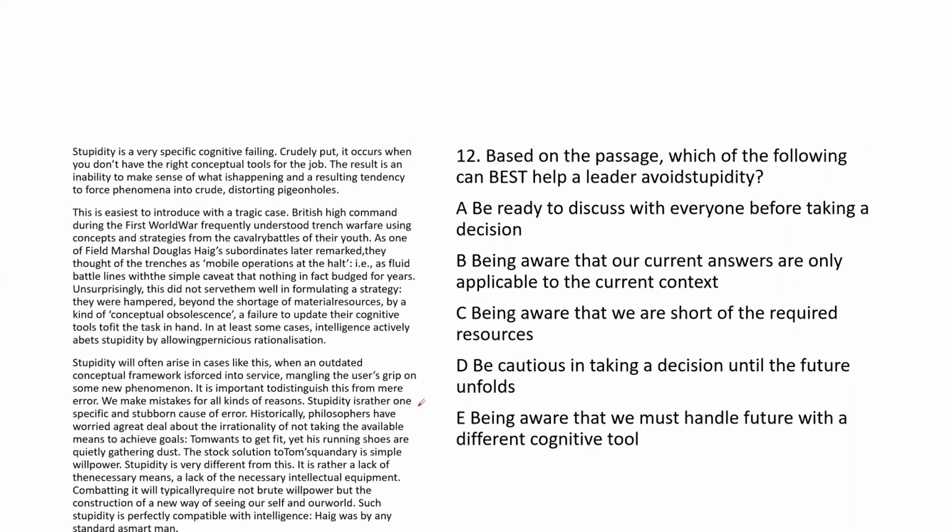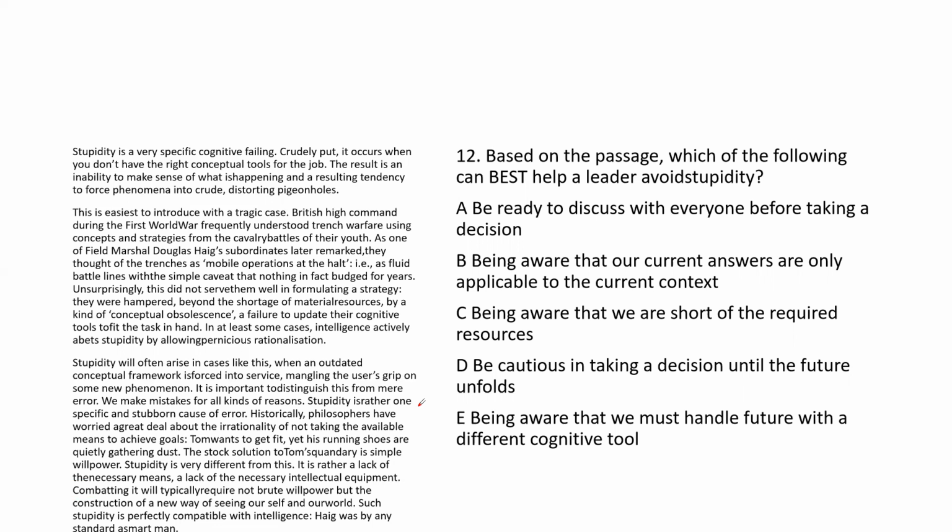Based on the passage, which of the following can best help a leader avoid stupidity? So we are talking about a leader avoiding stupidity. The author states that a person has to look at a new way of seeing oneself and the world, that is the best way to avoid stupidity, right? That is again given in the last paragraph: such stupidity is perfectly compatible with intelligence, he goes by any standard as a smart man. So here, the only way to avoid stupidity is being conscious of your current self, right? A new way of looking at oneself and the surroundings.